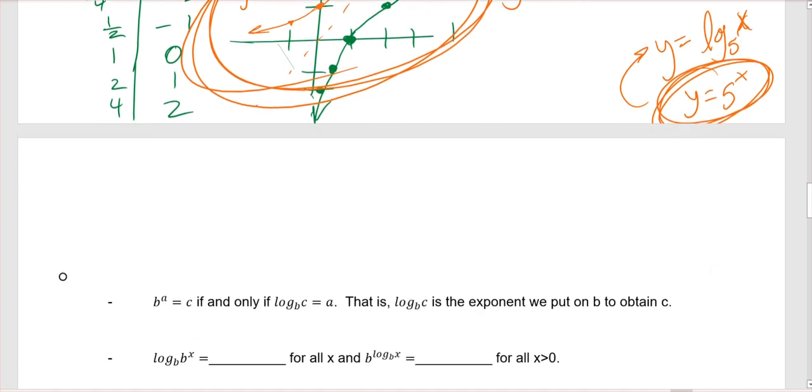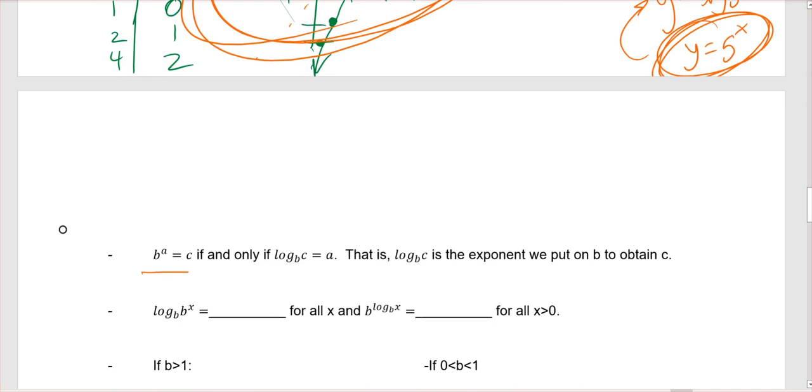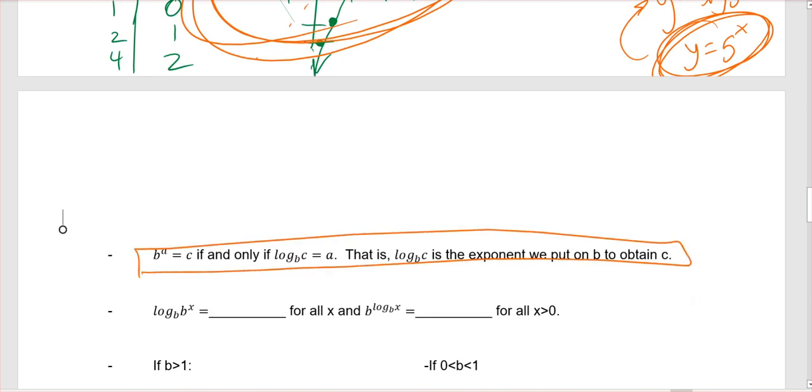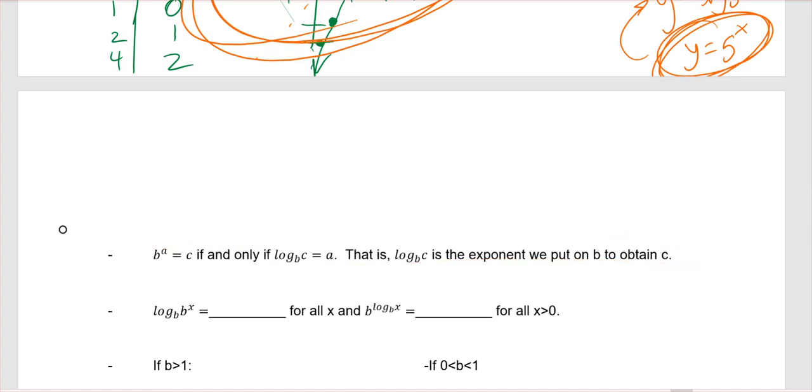Okay, so yeah, this kind of sums up just exactly what logarithm is, right? Lots of textbooks just use this for their definition of logarithm, right? B to the a equals c, if and only if log base b of c is a. So a is the exponent that we put on b to get c. Yeah, great. Okay, let's use that one time real fast.